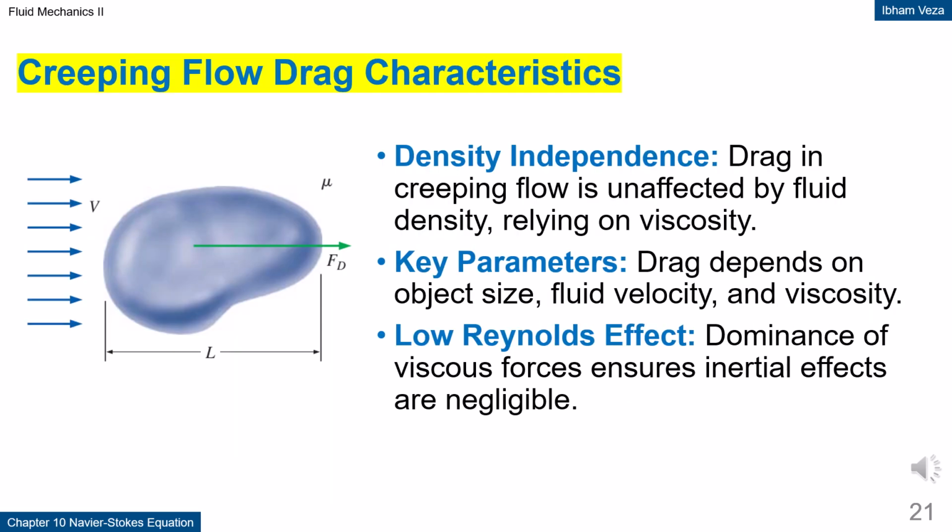Creeping flow drag characteristics. In creeping flow, the drag force does not depend on fluid density, but is entirely governed by viscosity. The magnitude of drag is influenced by the object's size, the relative fluid velocity, and the viscosity. Since the Reynolds number is very small, inertial effects can be neglected completely. This makes the relationship between force and velocity simple and linear. This behavior is very different from flows at high Reynolds numbers.